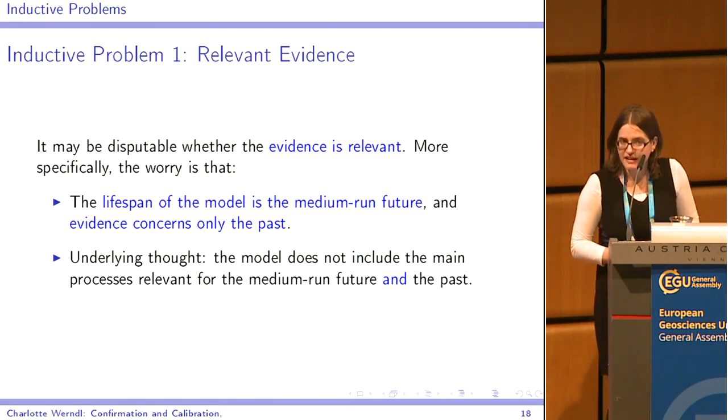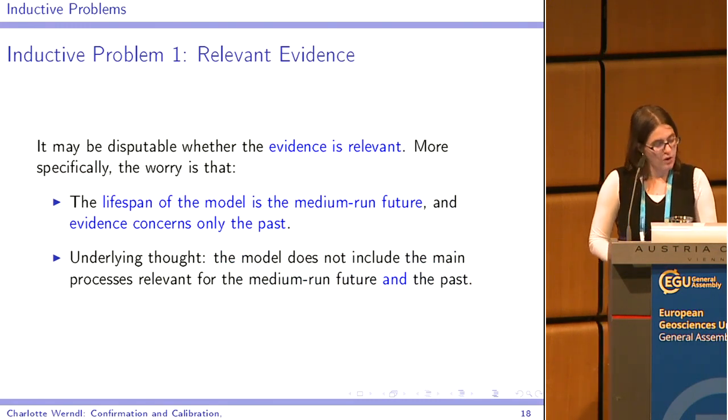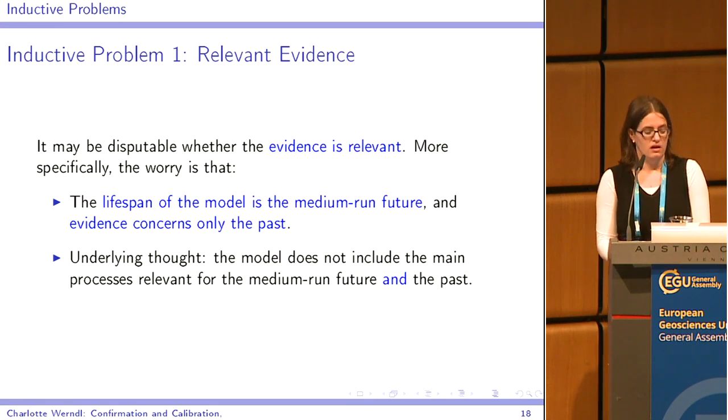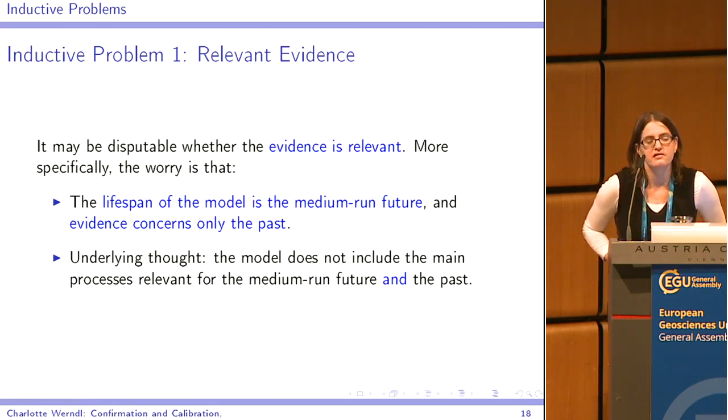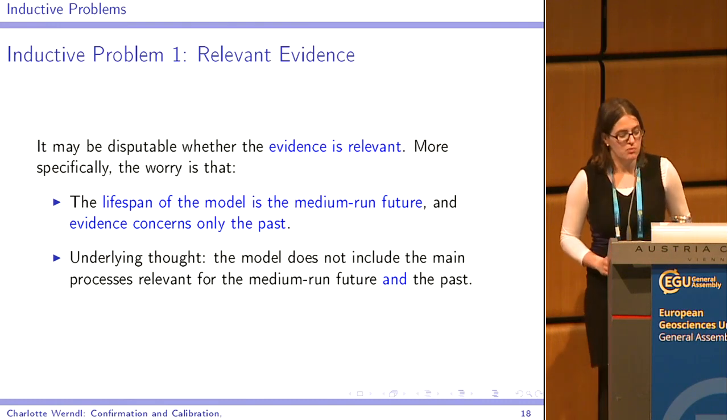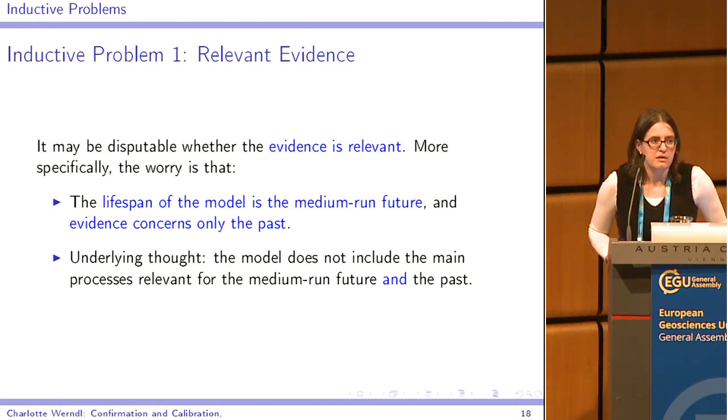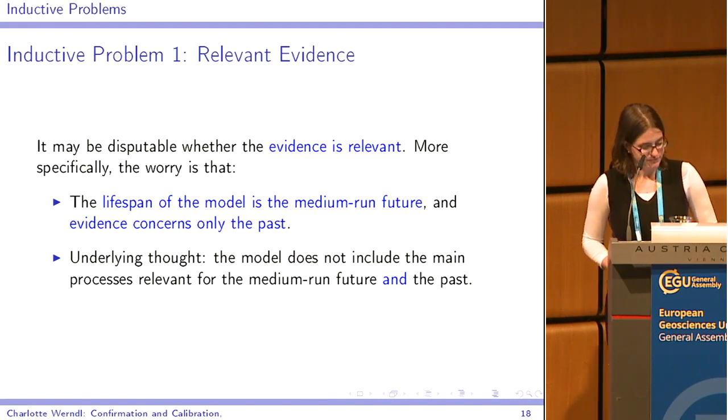This is the issue of relevant evidence. What I write here may be disputable, whether evidence is relevant. More specifically, the worry might be that the lifespan of the model is, for instance, the medium-run future, but the evidence concerns only the past. So the idea is, you might have data, but the data aren't really relevant for the model. And if the data aren't relevant for the model, then you shouldn't use them to calibrate or to estimate parameters, and you shouldn't use them to confirm the model.